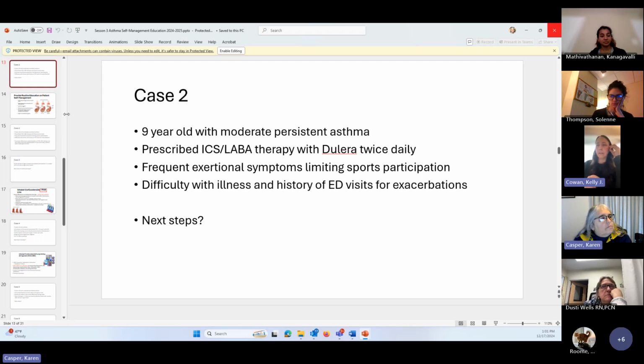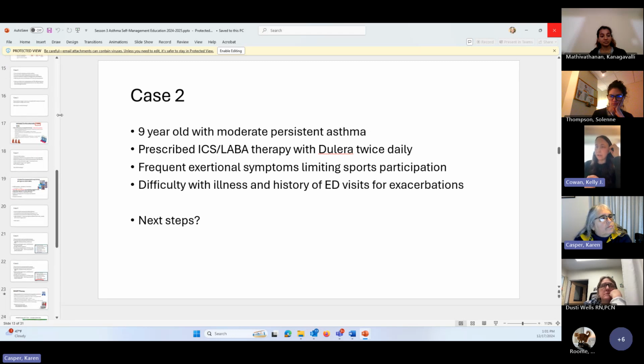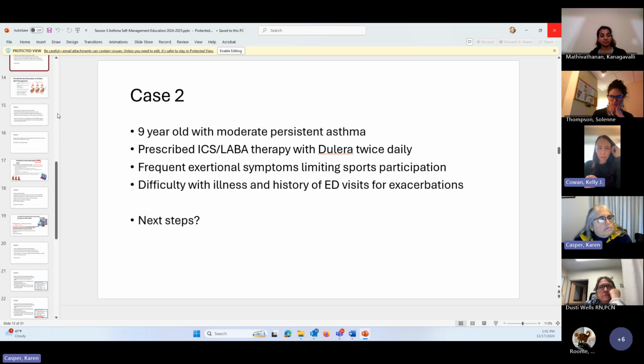So we'll talk about this 9-year-old with moderate persistent asthma who is prescribed inhaled steroid with LABA, so ICS formoterol with Dulera twice a day. He has frequent exertional symptoms, limiting sports participation. He really enjoys sports and can't do quite a lot due to his asthma. He has a pretty significant history of difficulty with illness and history of ED visits for exacerbation. Next slide.